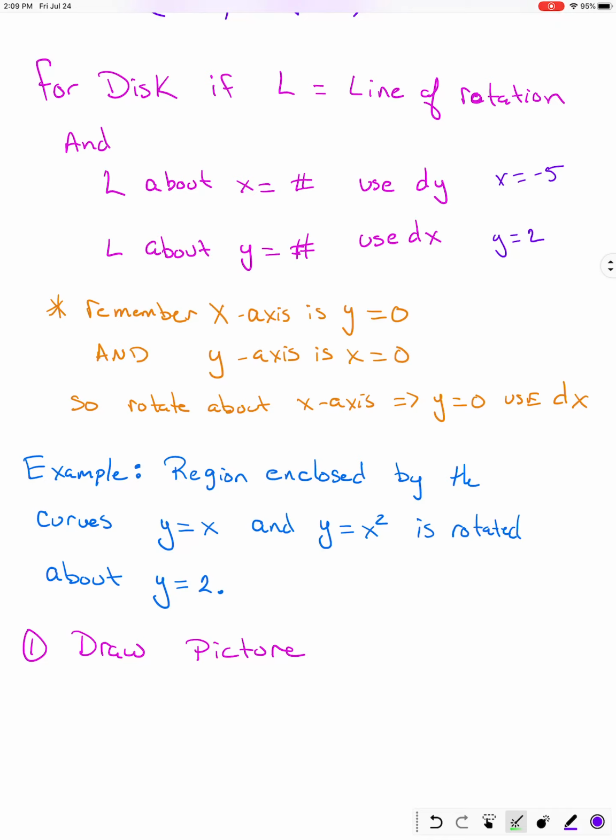So x-axis is y equals 0. Y equals 0 means we're going to use dx. Y-axis is x equals 0. X equals 0 means we're going to use dy. With the disk method, it's always opposite of the line of rotation.